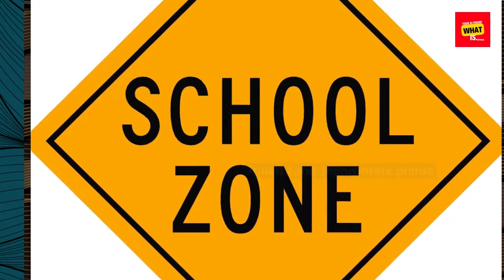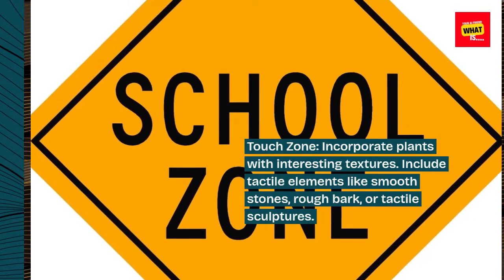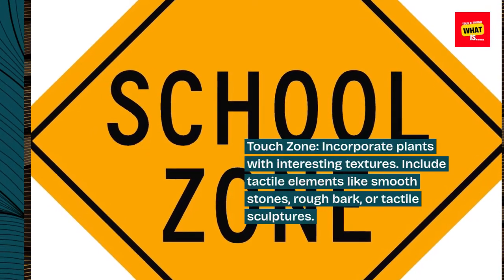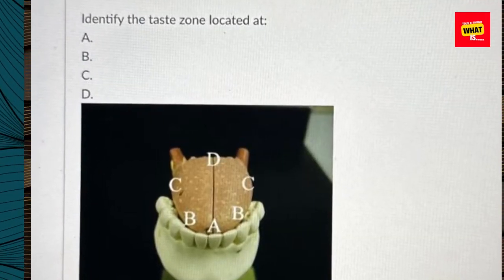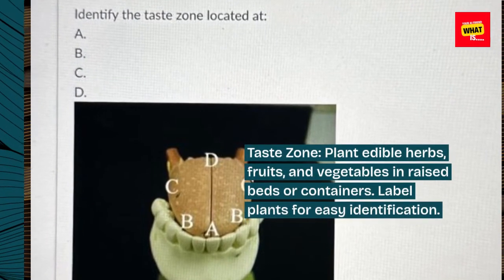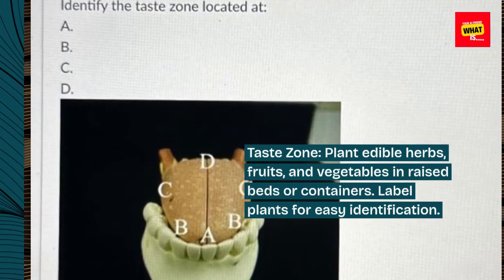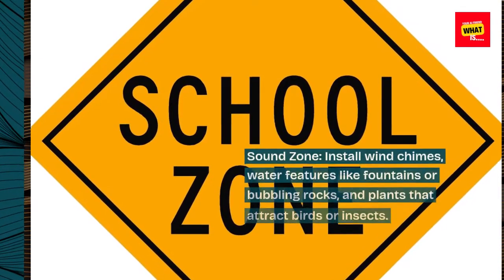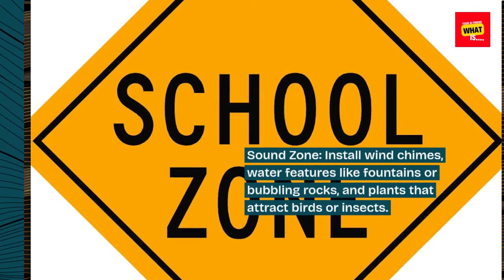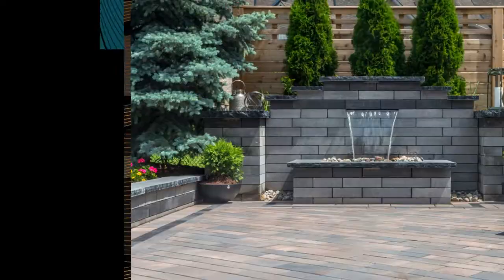Touch zone. Incorporate plants with interesting textures. Include tactile elements like smooth stones, rough bark, or tactile sculptures. Taste zone. Plant edible herbs, fruits, and vegetables in raised beds or containers. Label plants for easy identification. Sound zone. Install wind chimes, water features like fountains or bubbling rocks, and plants that attract birds or insects.